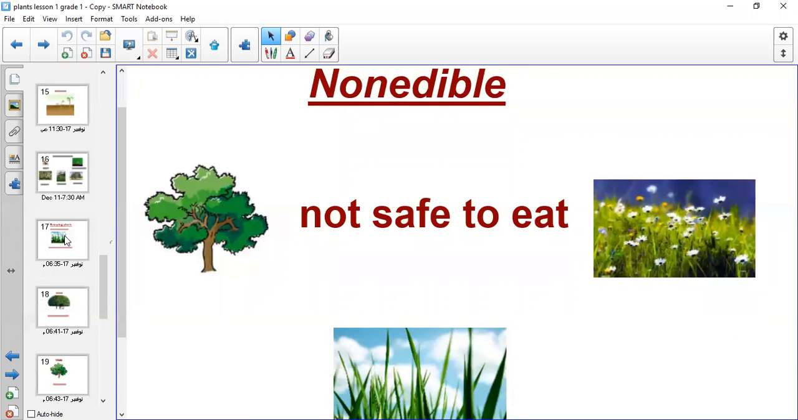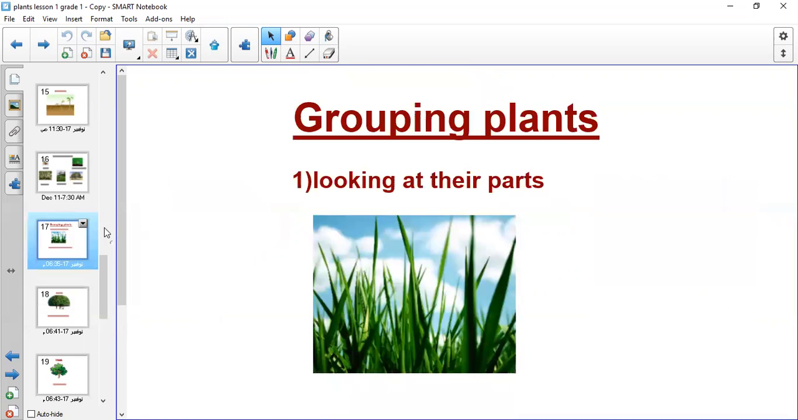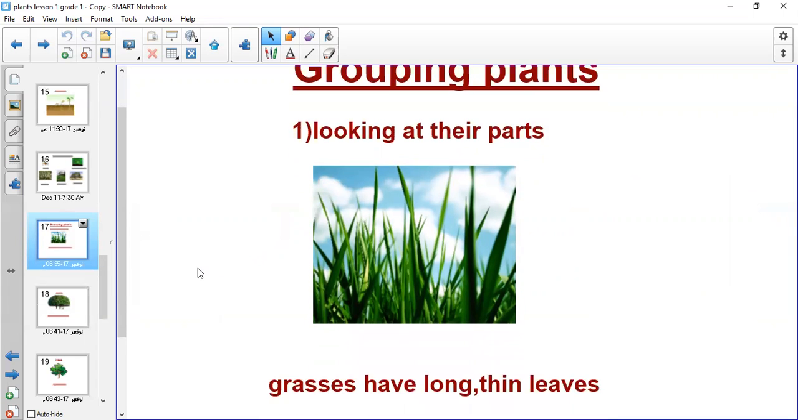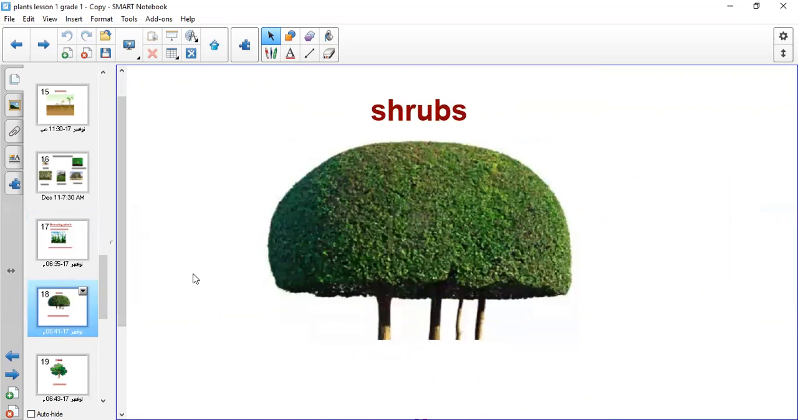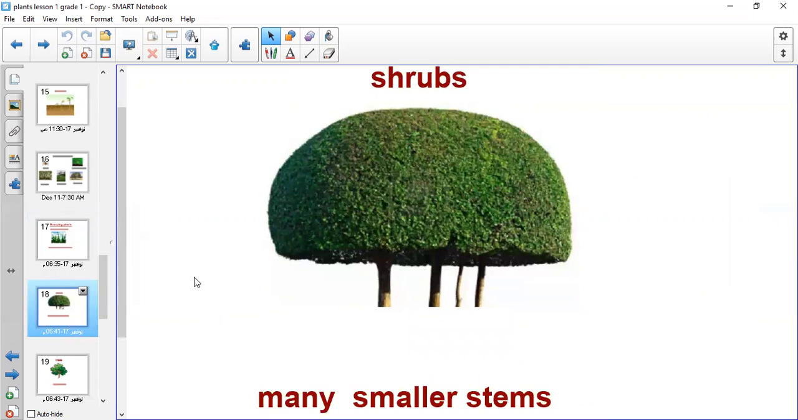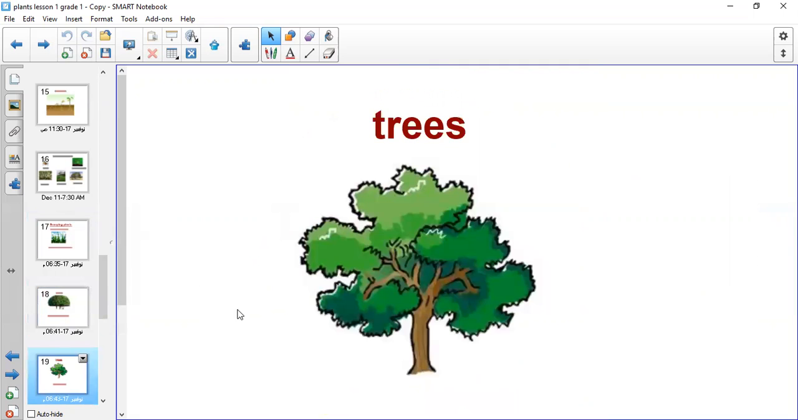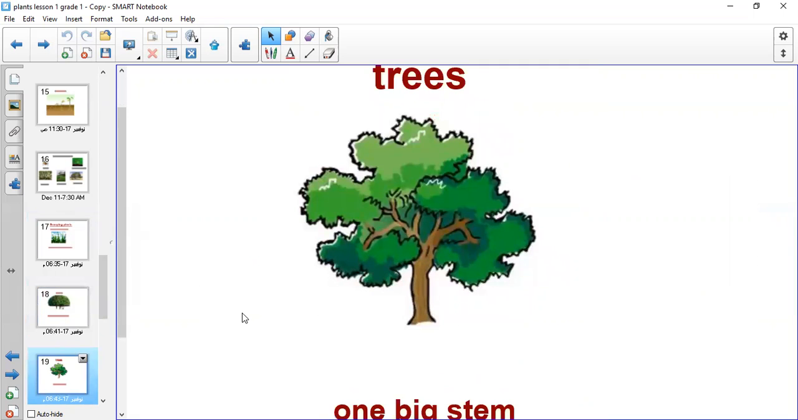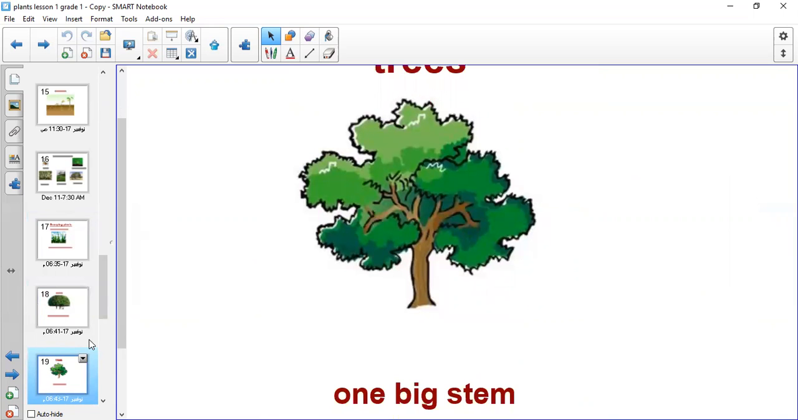Let's recap what we have studied. We spoke about how we can group plants. First, we can look at their parts. If they have long, thin leaves, they are grasses. If they have many smaller stems, they are shrubs. If they have one big stem, they are called trees.